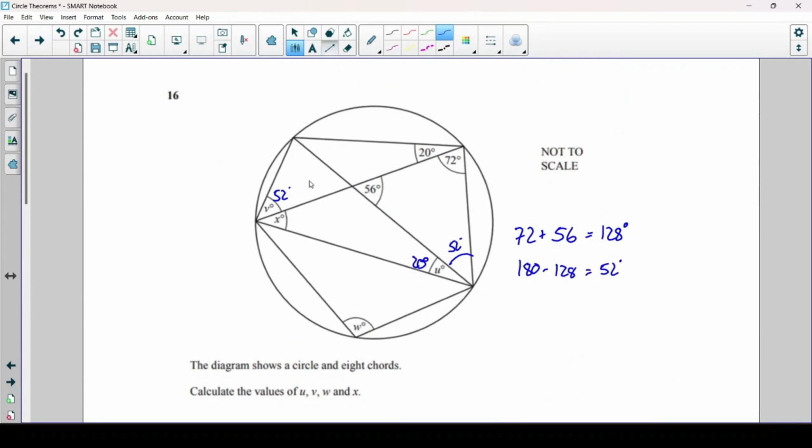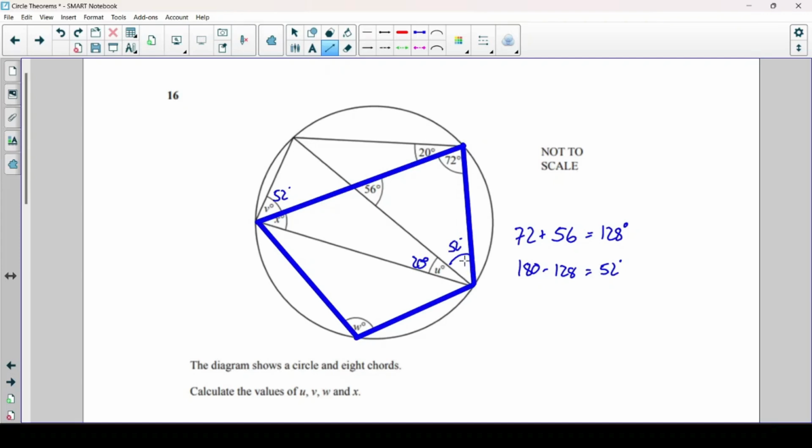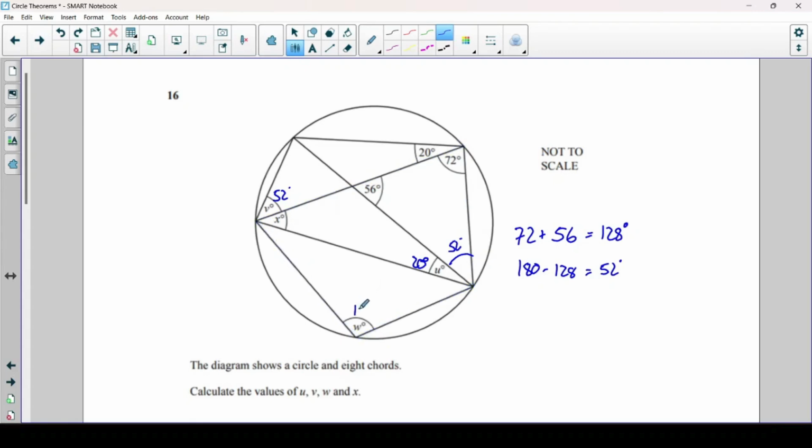W is next. And I think this is the one where I am going to use the cyclic quadrilateral. I'm going to use this cyclic quadrilateral here. Opposite angles in a cyclic quadrilateral add up to 180 degrees. So that one plus that one make 180 degrees. 180 take away 72 is 108. So 108 for w.